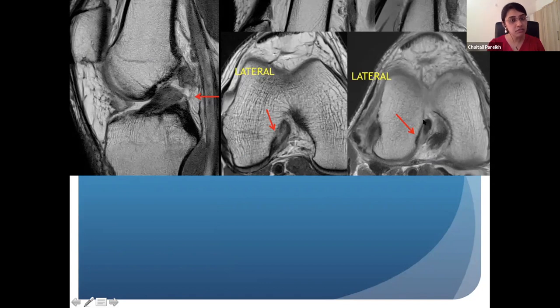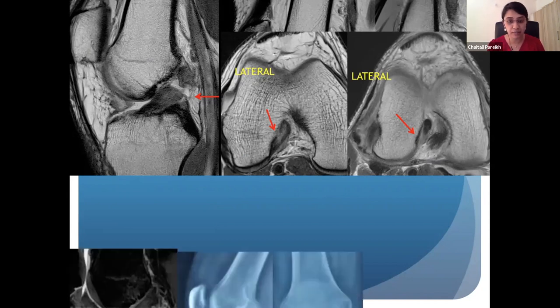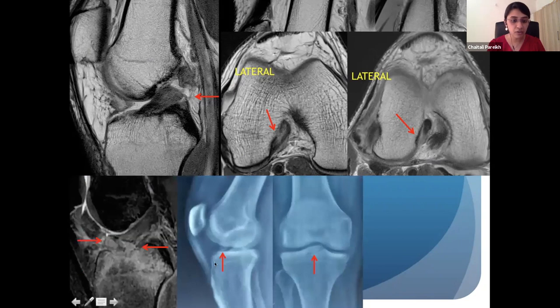So the take-home point, don't just look at only one image that is on one plane. Please look at the injuries on all the three planes to get a better idea of the type of injury. And over here, you can see this is an osseous avulsion fracture at the tibial attachment of the ACL with a low-grade injury towards the tibial attachment. And these injuries are also well picked up on an X-ray, where you can see that this is the avulsed osseous fragment over here.